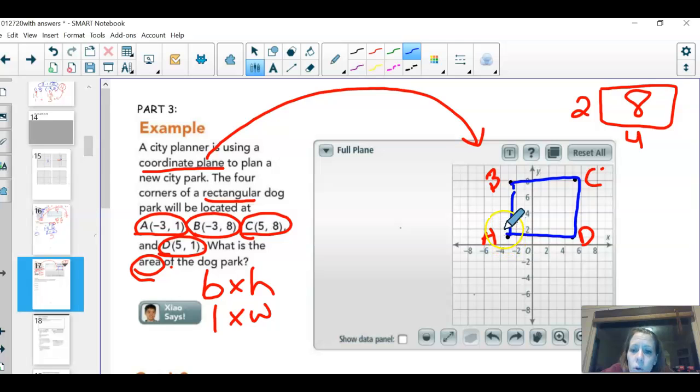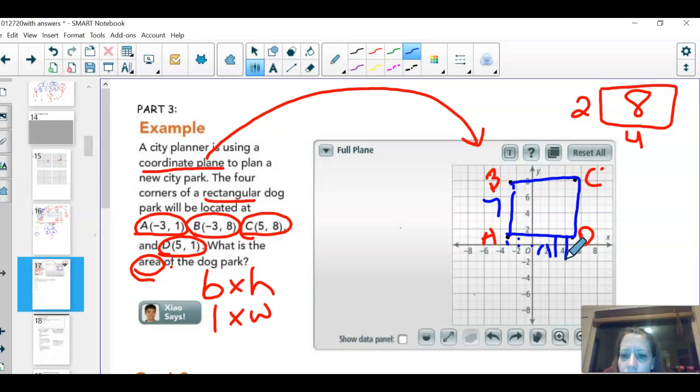Yo puedo contar 1, 2, 3, 4, 5, 6, 7. So I can look at that and count, and I can go 1, 2, 3, 4, 5, 6, 7. So in between, so AB, la recta AB is equal to 7. The line AB is equal to 7. Now I'm going to do the same for D.